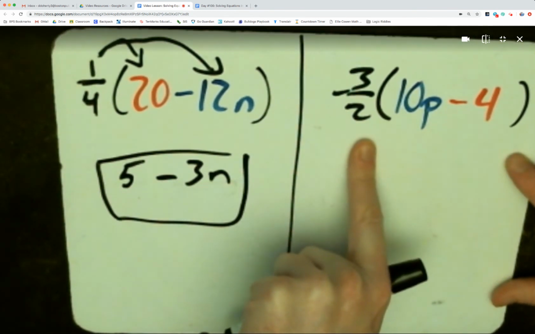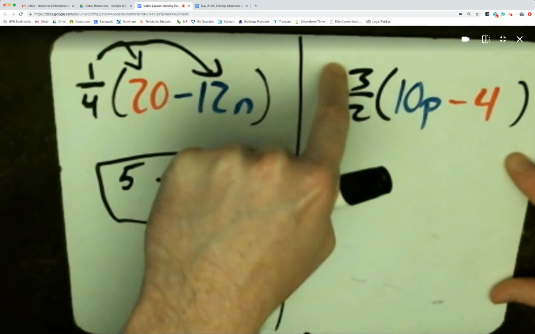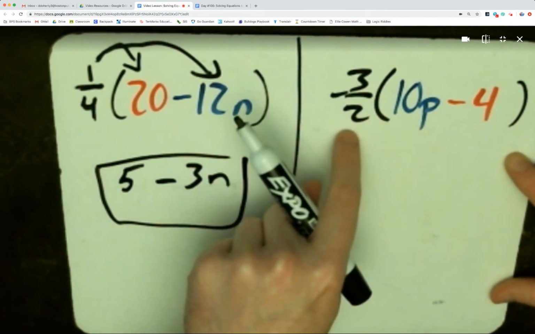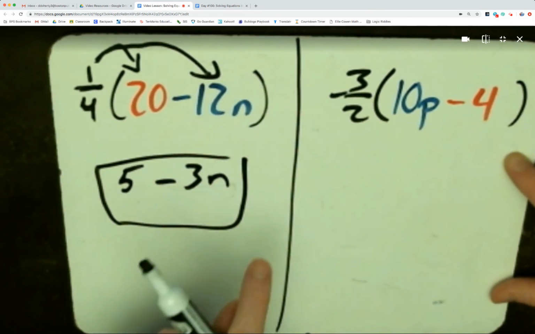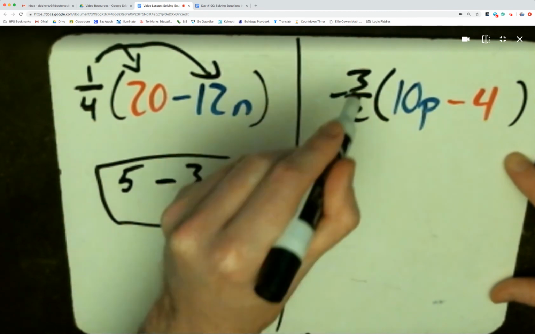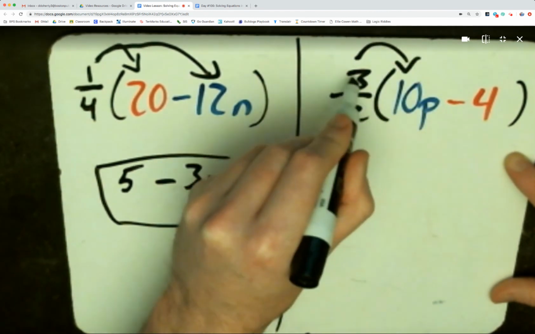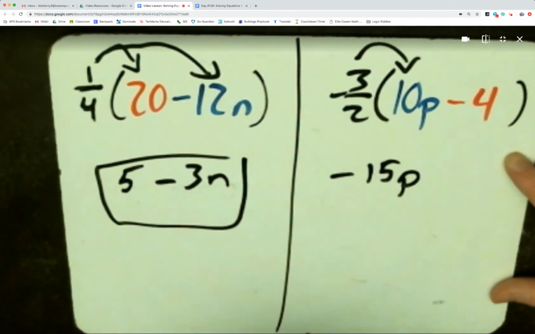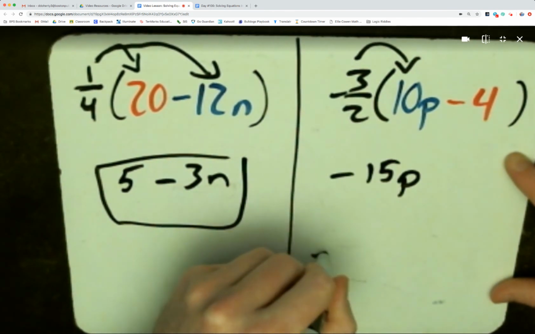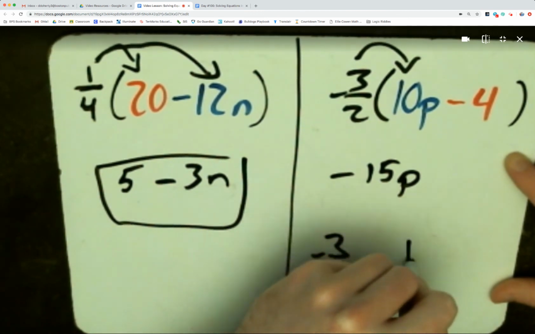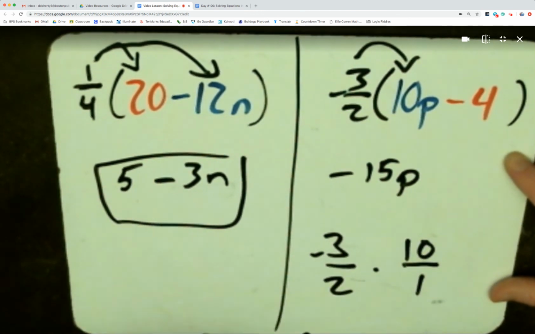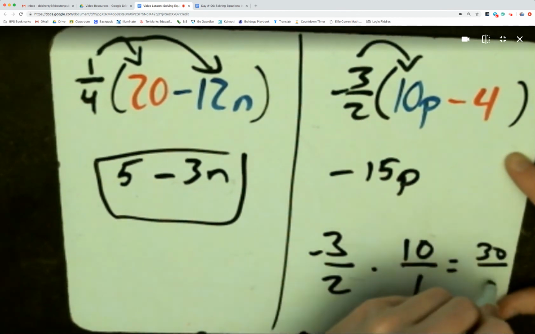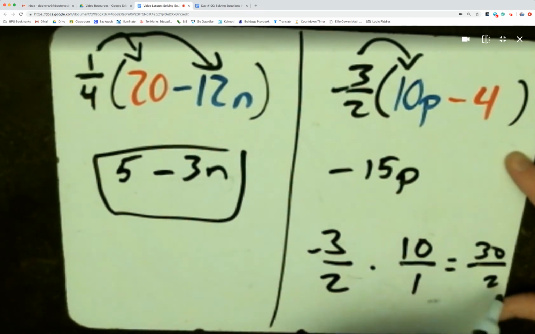Over here, a little more complicated because now we have a number other than 1 in our numerator. So I'm going to have to multiply everything by 3 and then divide by 2. And keep in mind, this is a negative fraction. So a negative times a positive gives us a negative. 10 times 3 is 30. 30 divided by 2 is 15. We get -15p. I could see that down here. We'll show that out a little bit better. -3/2 times 10/1. 30/2, and that's going to be negative, and 30 divided by 2 is 15.